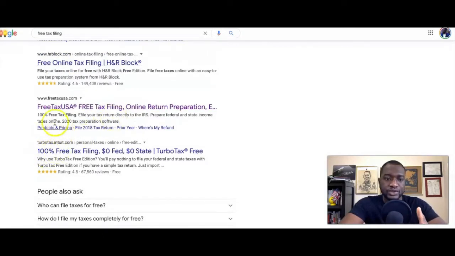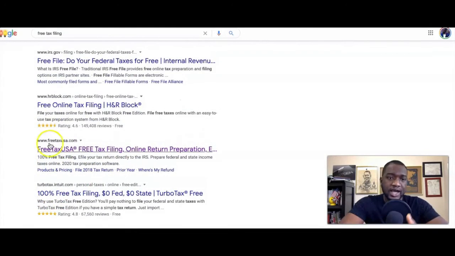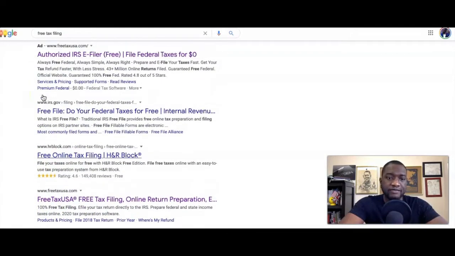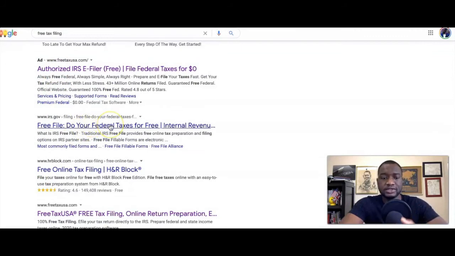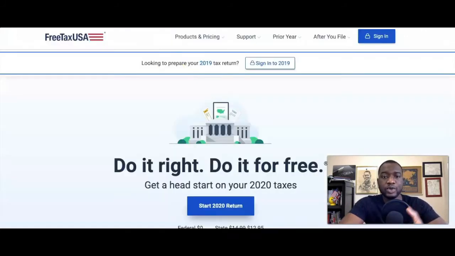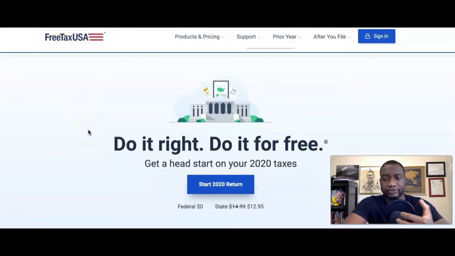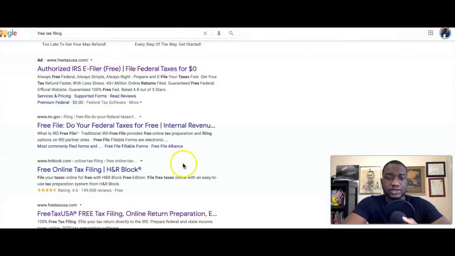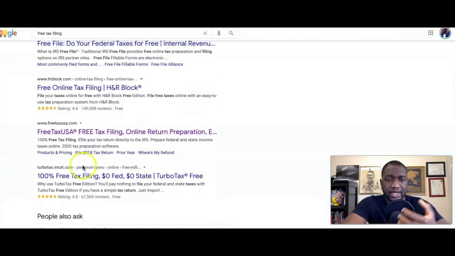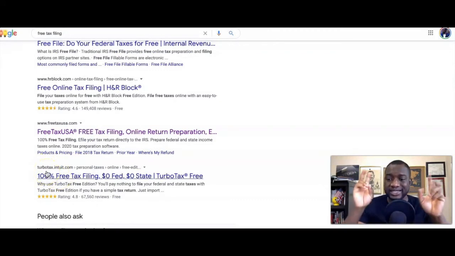But I've used TurboTax before. I've used H&R Block before. I've used a couple of these different companies to file my taxes. But the one that I really like to use is this company right here, Free Tax USA. It's basically free. Some people use Intuit, and Intuit always says free, but it's really not free. At the end of the day, they will get you to pay for something.